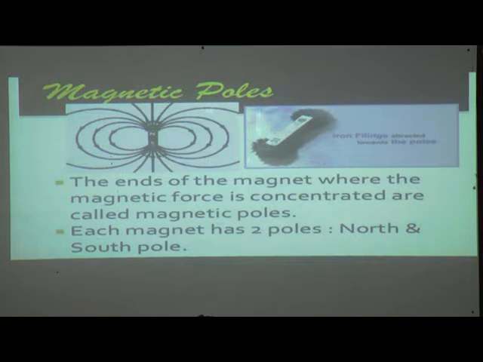That is why it is called concentrated. Concentrated means the iron filings are attracted mostly to the north pole and south pole. The amount of iron filings you can see at both sides is more than at the center. This is why it is called concentrated. So magnetic force is concentrated at the magnetic poles.